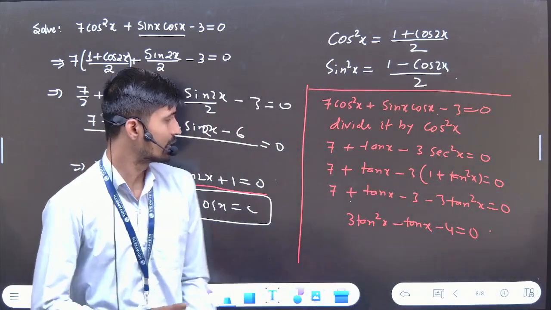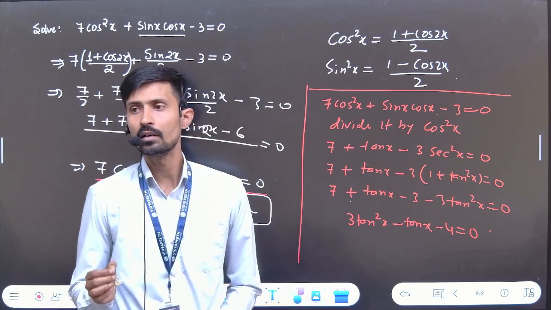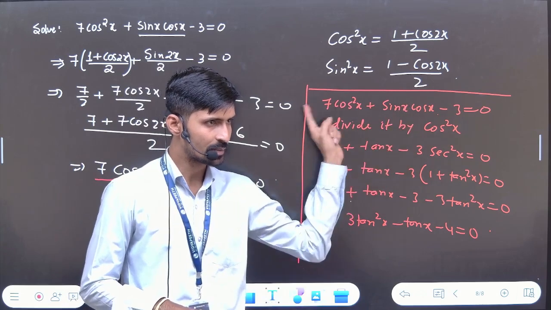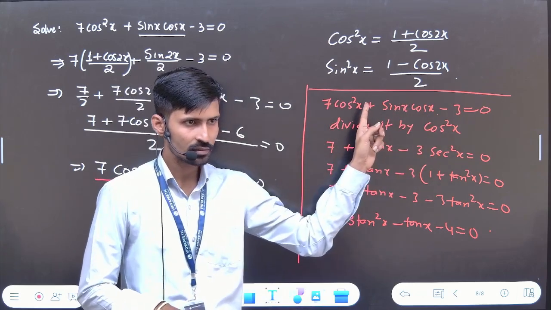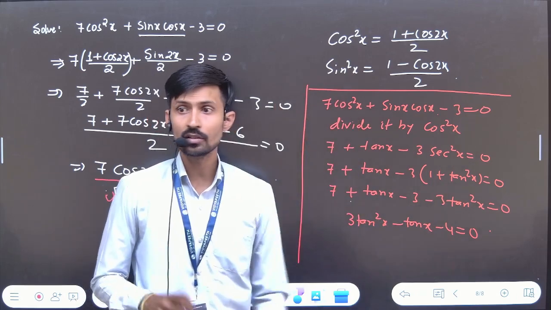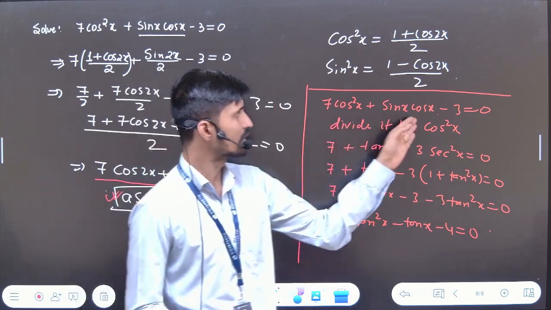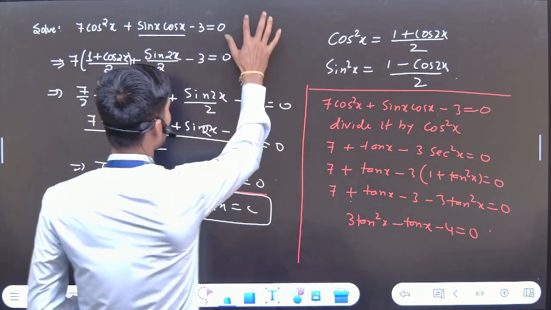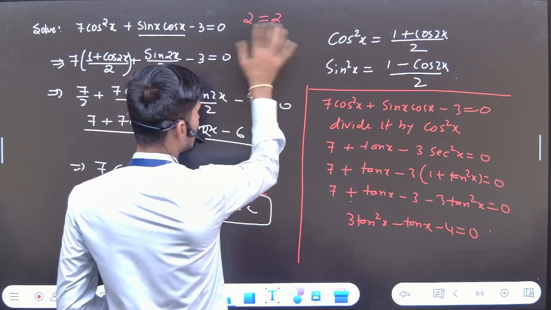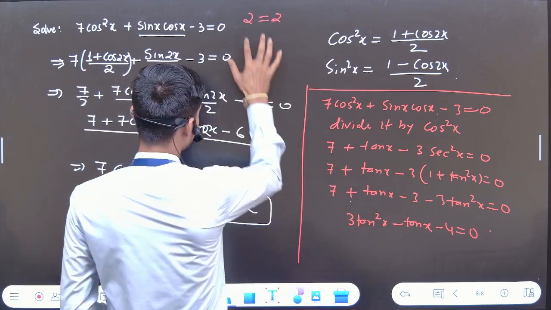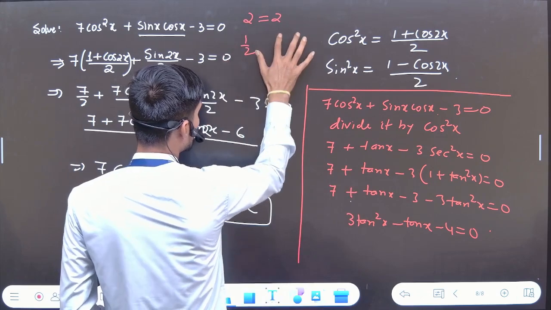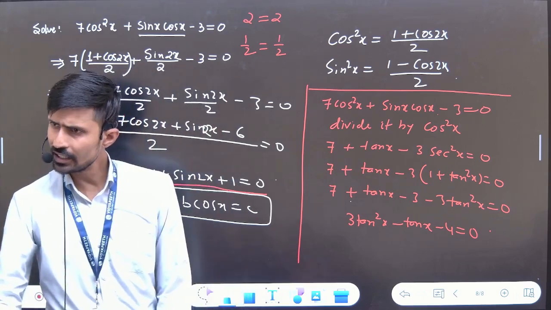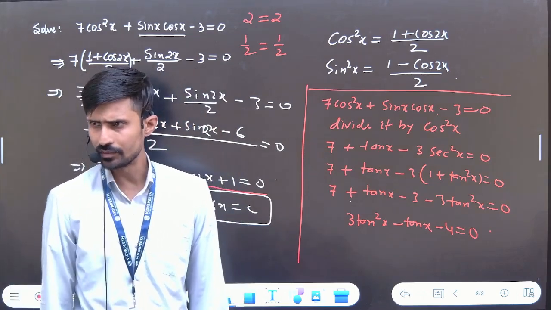So now you can see it. Type 2: if cos square x, sin x into cos x is present in any equation, simply divide the whole thing by cos square x. This side divide by cos square x, that side divide by cos square x. Suppose 2 and 2 are equal, and I divide both sides by 4. 2 by 4, 1 by 2, 2 by 4, 1 by 2, still both are equal. So we can divide both sides by the same number.